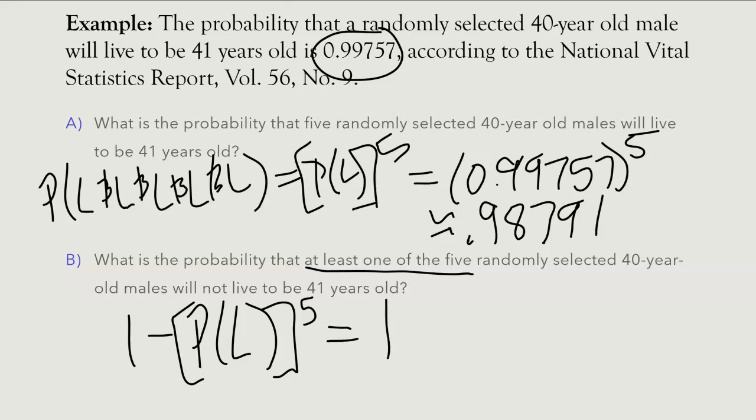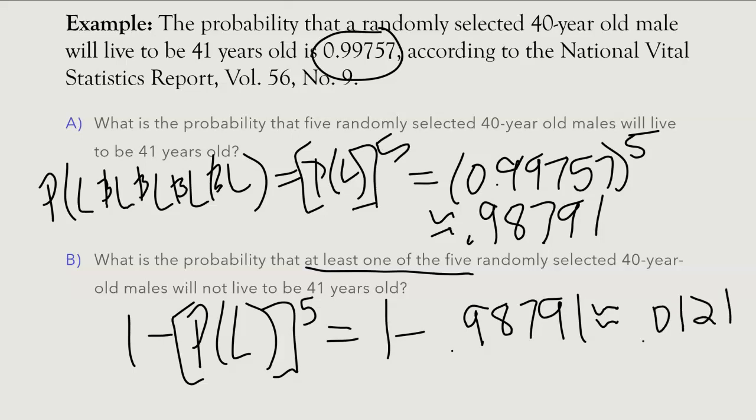So in this case, it will be 1 minus 0.98791, which comes out to be approximately 0.0121. So it's approximately a 1% chance that at least one of them will not live to be 41. The previous number was the probability that they will all live to be 41. So what's the probability that at least one of them will not live to be 41? That's approximately a 1.21% chance.